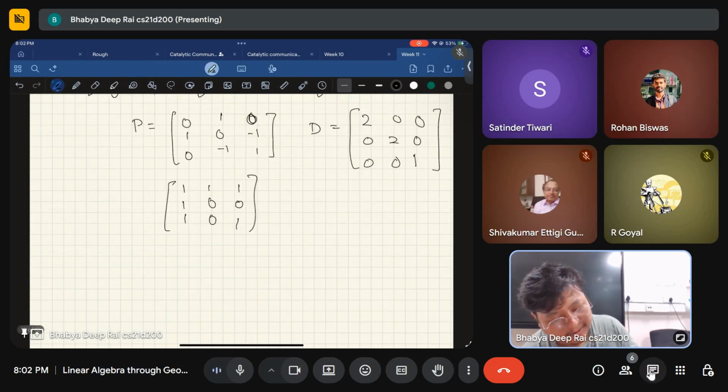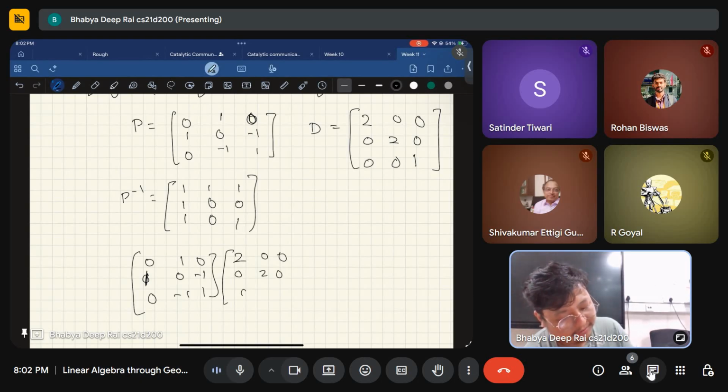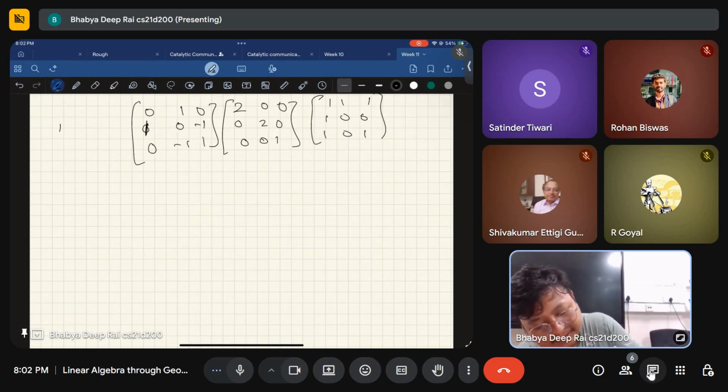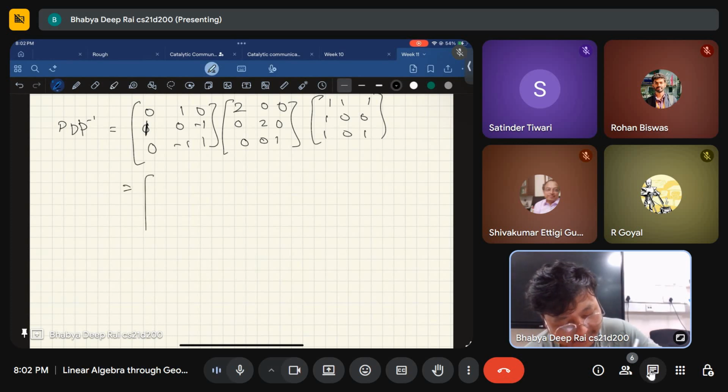Okay, great. And now what do you do? P inverse. Basically, if you multiply 0 minus 1 1 times t is 2 0 0, 0 2 0, 0 0 1, P inverse is 1 1 1, 1 0 0, 0 0 1. Okay, so this is your decomposition. If you multiply them, you should be getting back E.